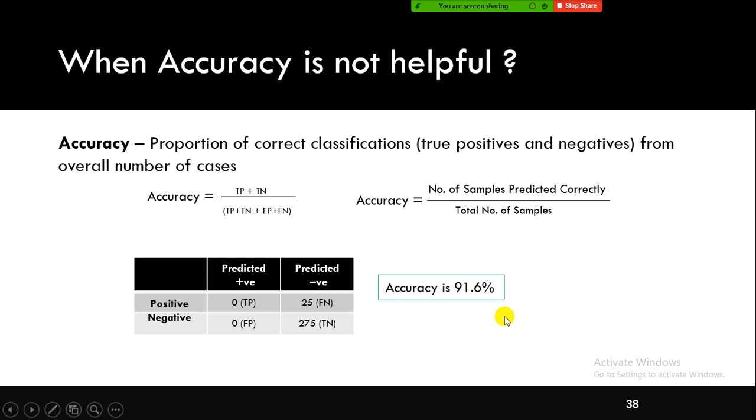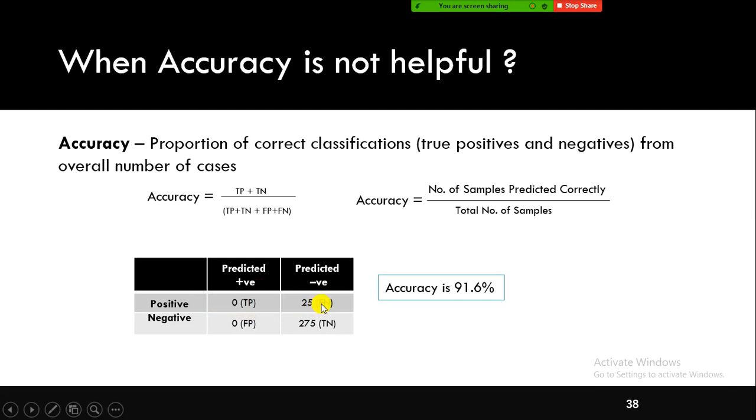So what it says is, sorry, 91.6% of the time my model was able to predict the non-spam emails. That is what it says. This accuracy says 91.6%, but it is doing the opposite. My model was not able to pick up or predict even a single email correctly as a spam email.